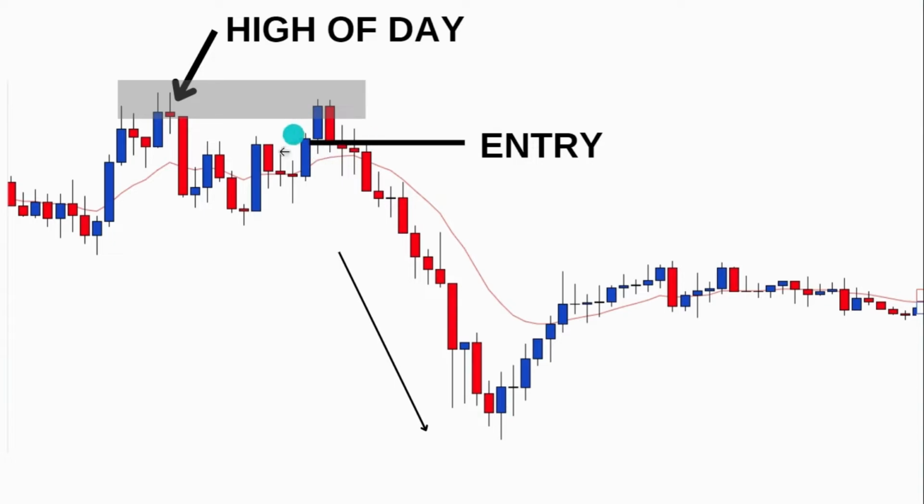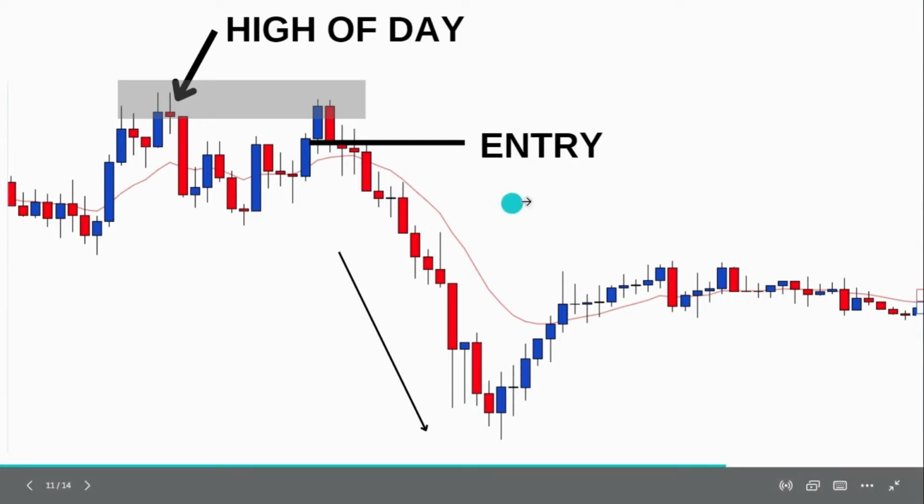If we don't enter here on the candlestick pattern, then you can enter at the close below the 13 EMA, which is right here. You can enter on the close below here. This is also a good entry, and you can see price shoots down straight.